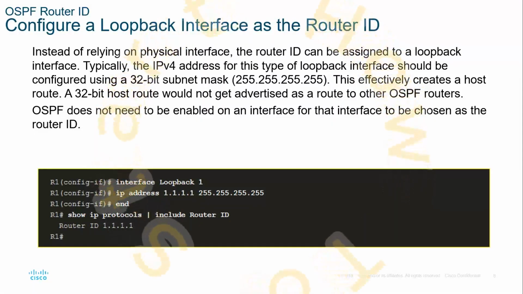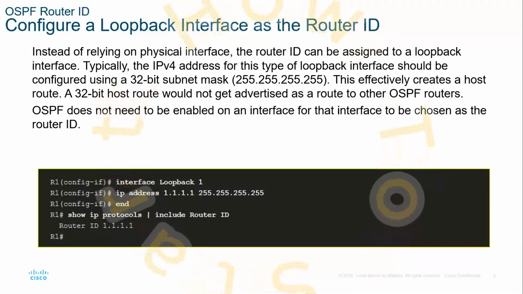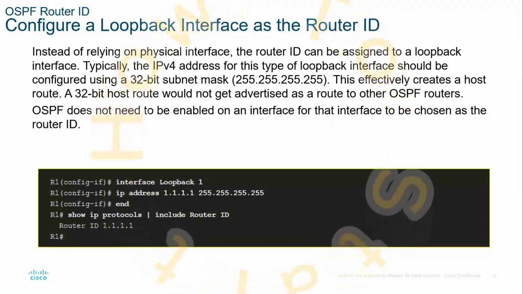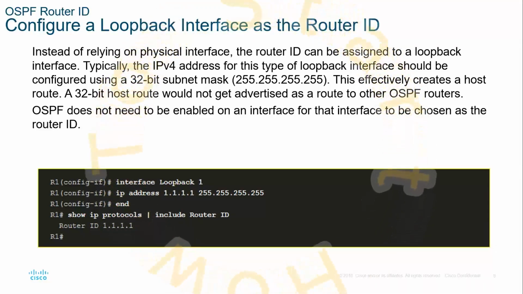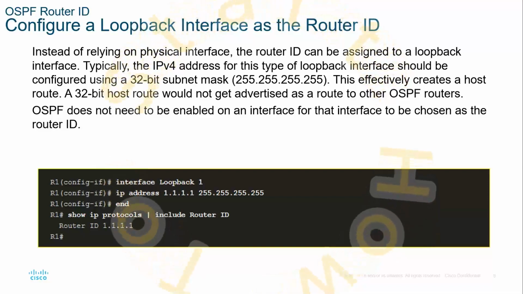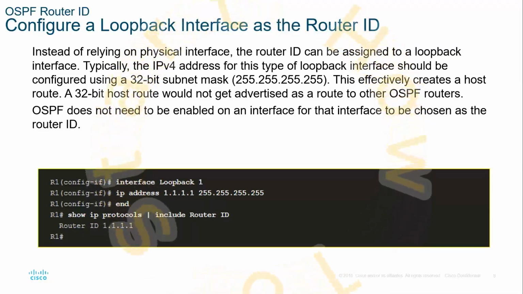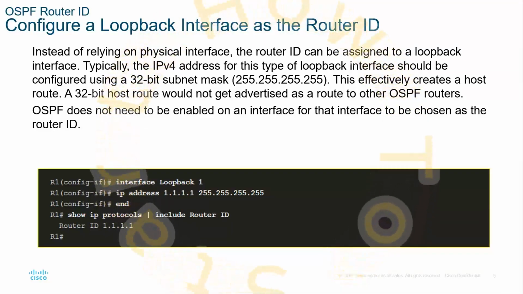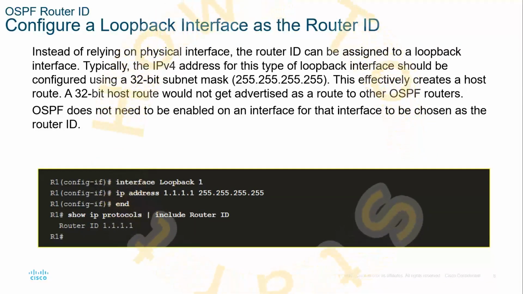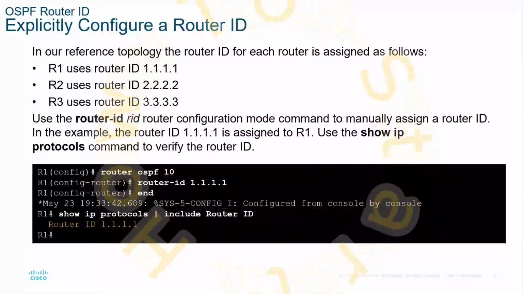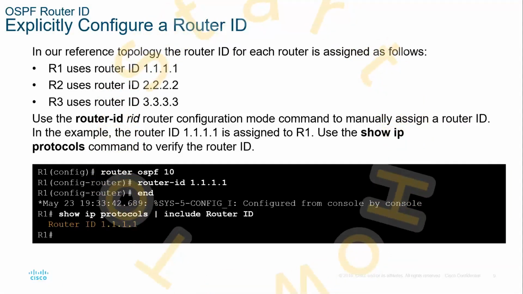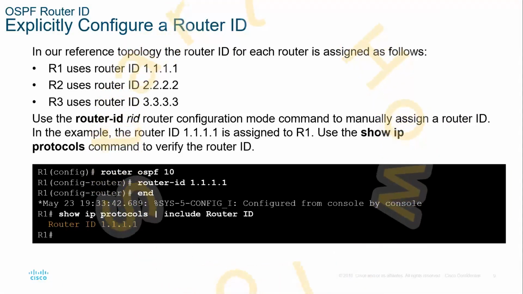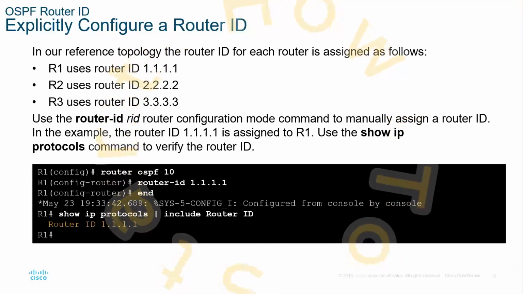So how do we configure a loopback on a router? We do interface loopback, give it a number, and we treat it like an interface. So if we do a show IP protocol, we will get a router ID of our loopback. If we want to explicitly configure a router ID, underneath router OSPF and the process ID, we could issue a router ID command, and it will do that first.